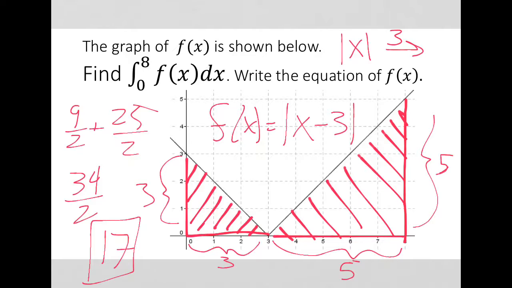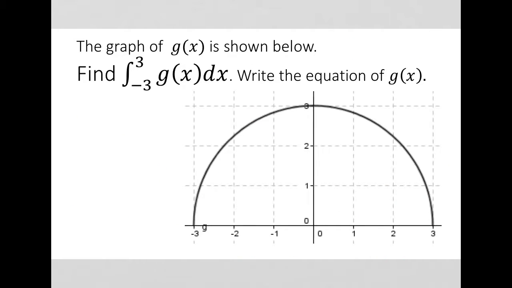Remember, subtracting the 3 right up with your x like that inside of your function will move it to the right by 3. Alright, let's do another one. The graph of g of x is shown below. Find the definite integral from -3 to 3 of g of x and write the equation of g of x.